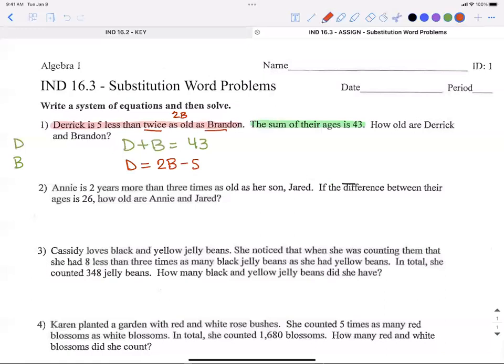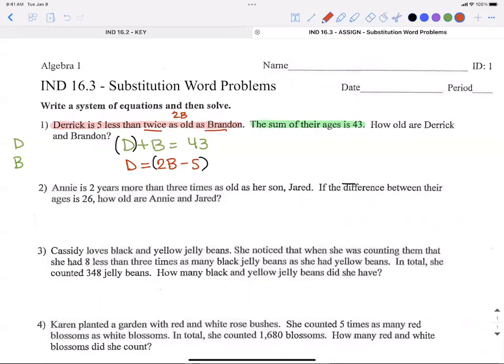Well, when I have it set up like this, this is set up really nicely for substitution. So that means that in the second equation, I have this clue about Derek. And in the first equation, I have Derek's variable. So I can substitute the 2b minus 5 into my first equation where there was a d, and then I can solve for b. So when I do that, it looks like this.